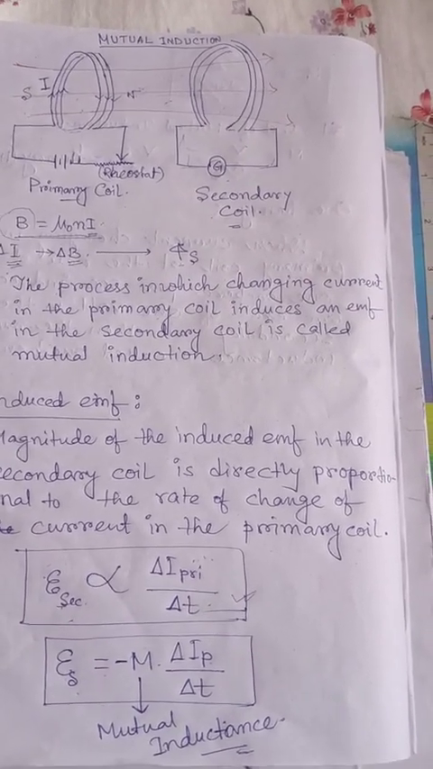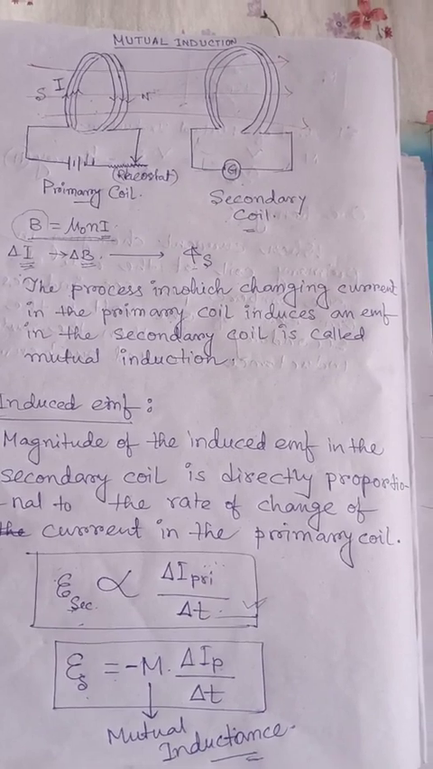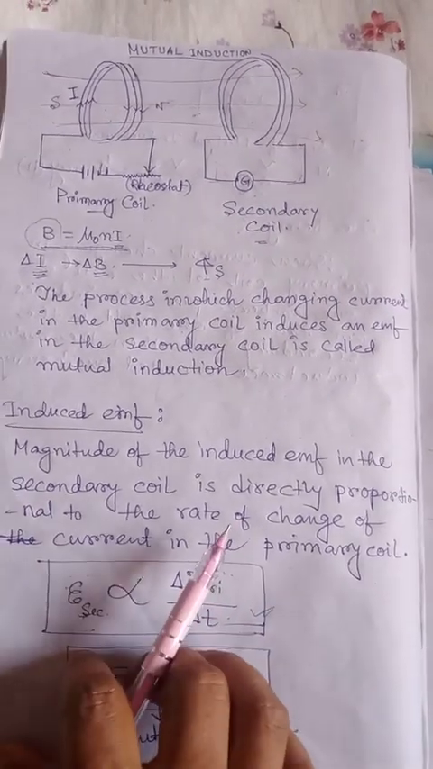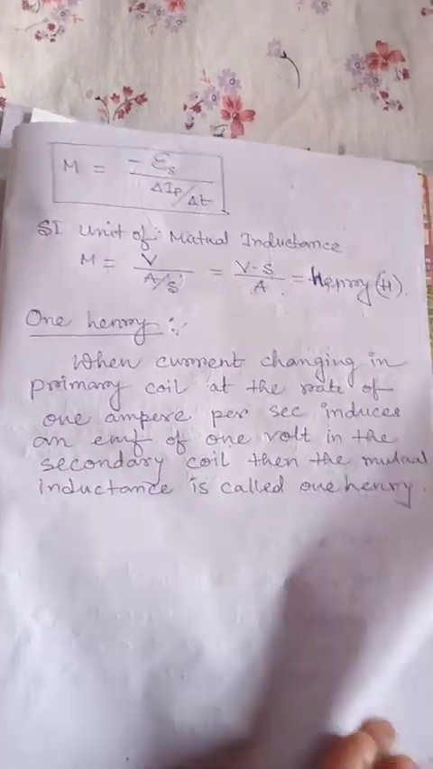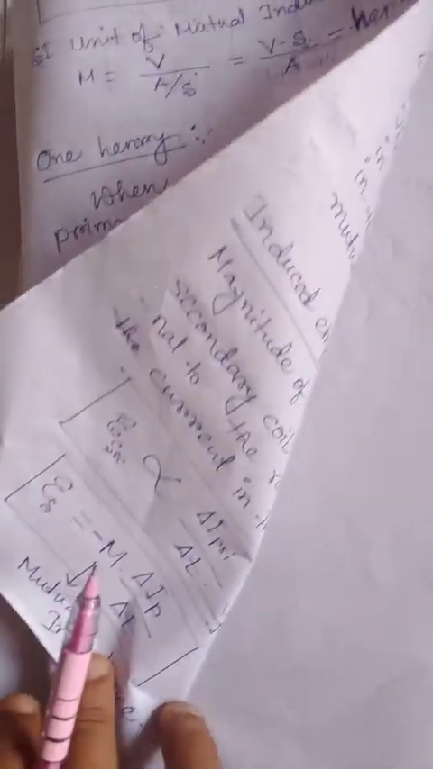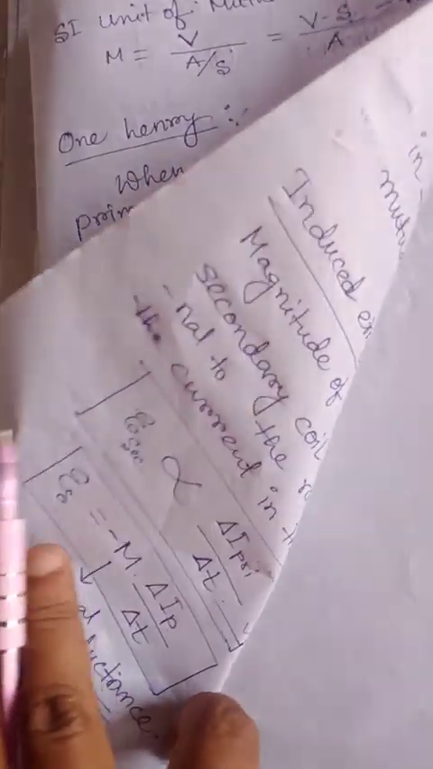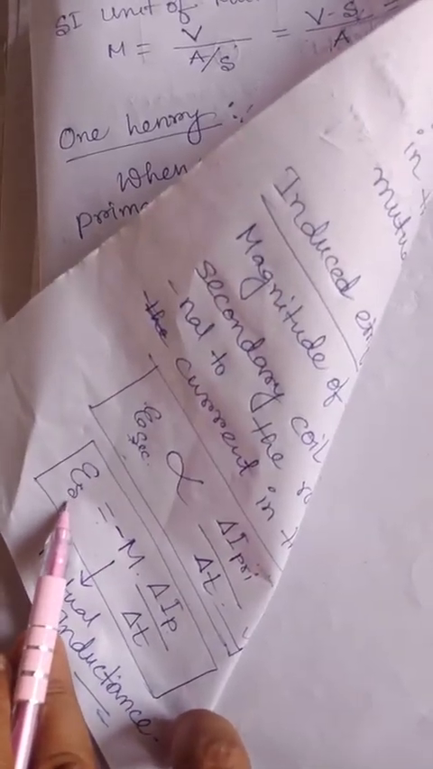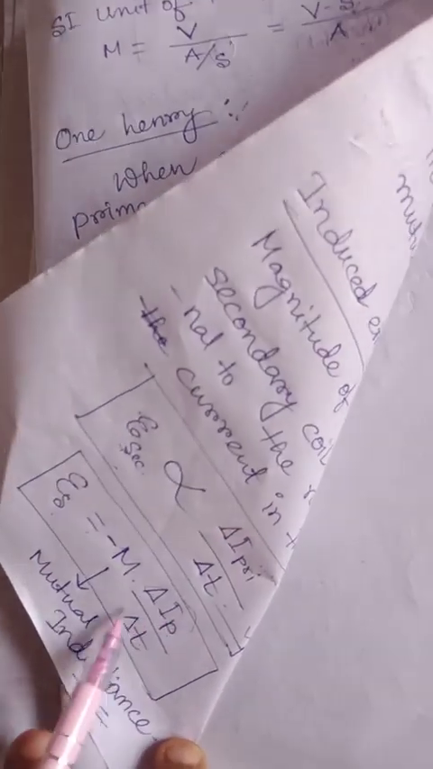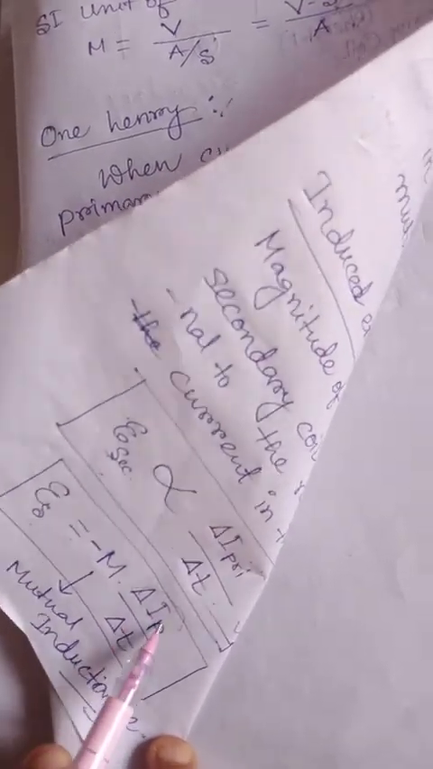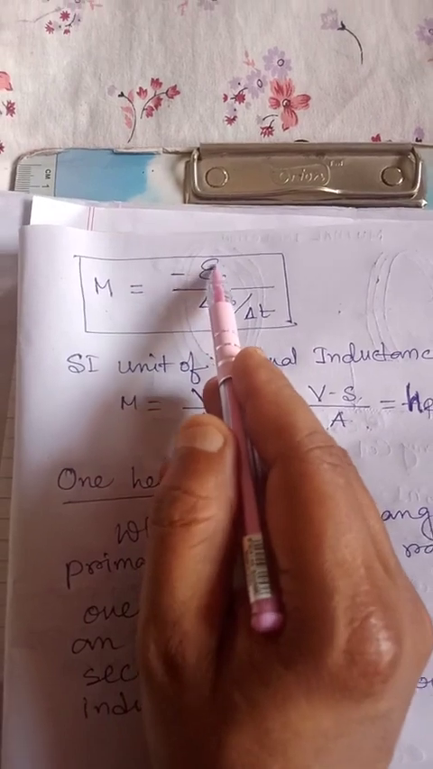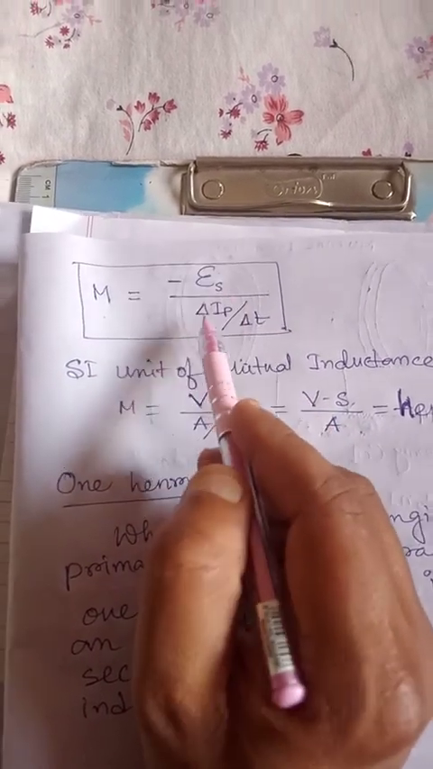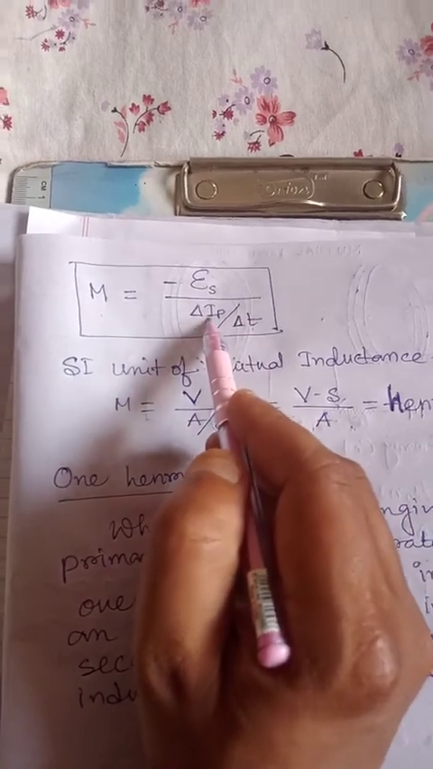Clear? So we already know what mutual induction and mutual inductance are. Another thing we have to know is the mutual inductance. We can write its value here. We know that the mutual inductance is equal to minus the induced EMF in the secondary coil divided by the rate of change of current in the primary coil.